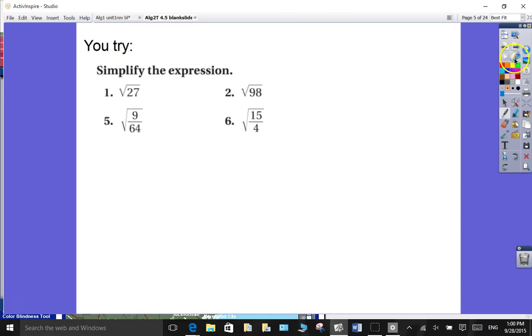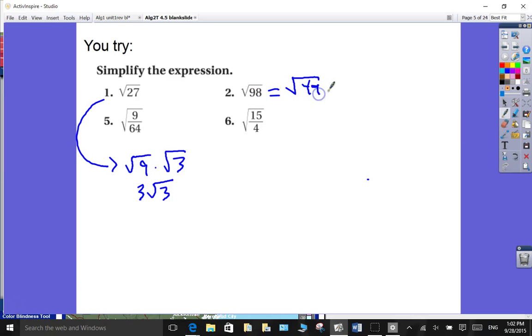So go ahead and try to simplify these as you try. Right, so number 1 was the square root of 9 times the square root of 3, which is 3 root 3. The square root of 98 is the square root of 49 times the square root of 2, which is 7 root 2.